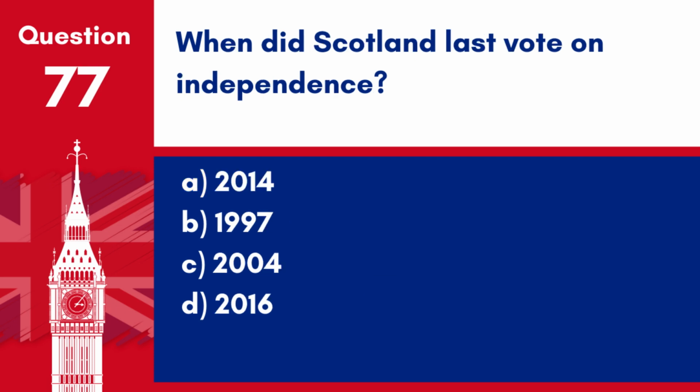Question 77. When did Scotland last vote on independence? A. 2014. B. 1997. C. 2004. D. 2016. Answer: A. 2014. Scotland held a referendum on independence from the United Kingdom in 2014.